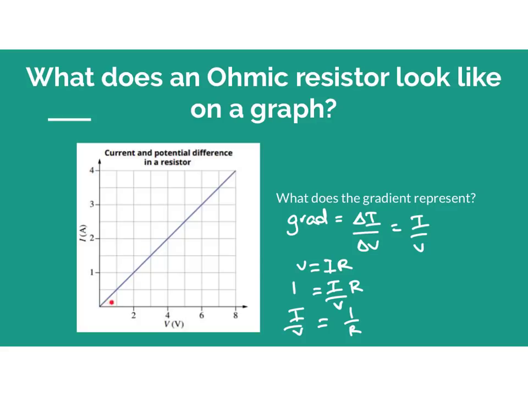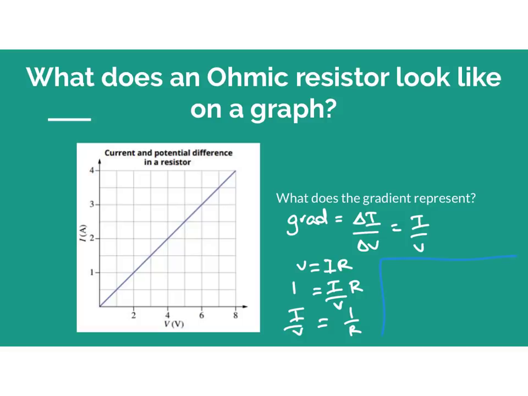on this graph, just by taking 2 points, any of these points, what you would realize is that that is 1 over the resistance. So we could potentially work out the resistance of this particular resistor. And let's do that for a bit of fun.